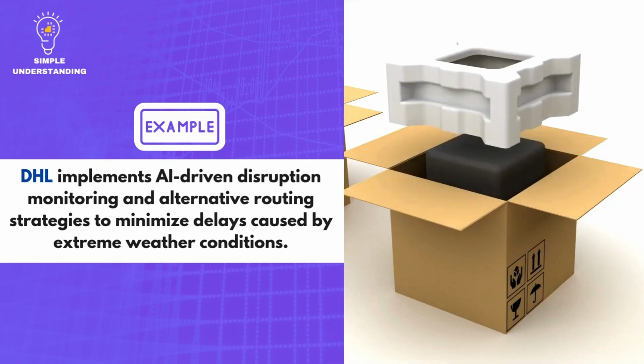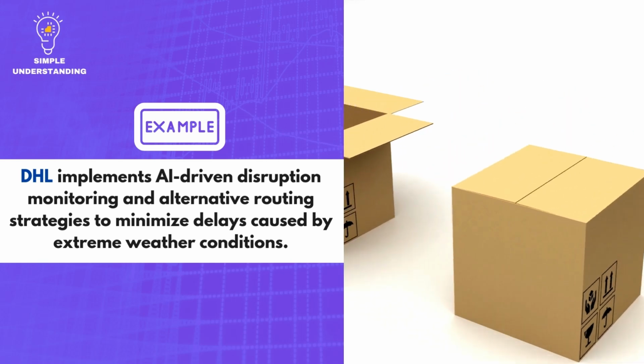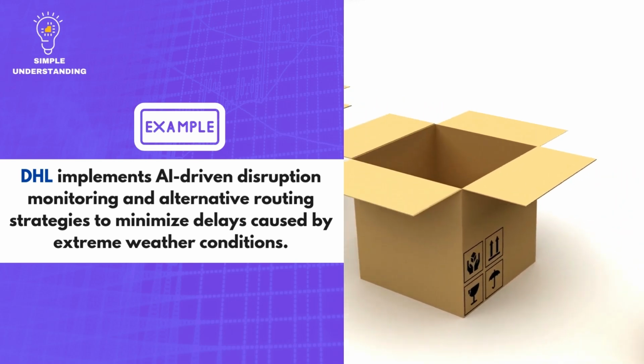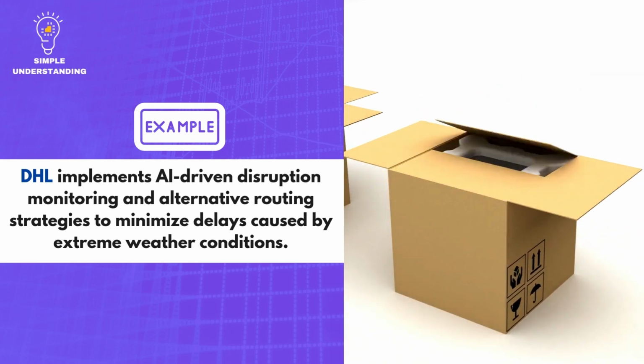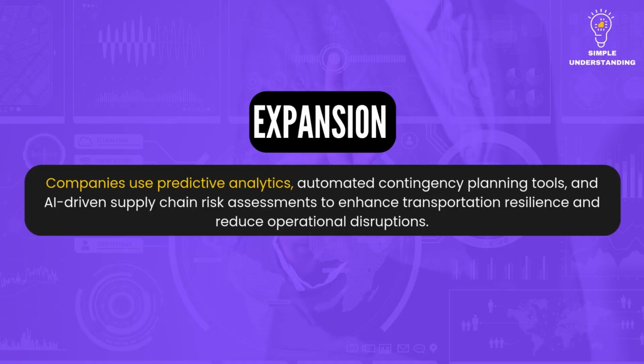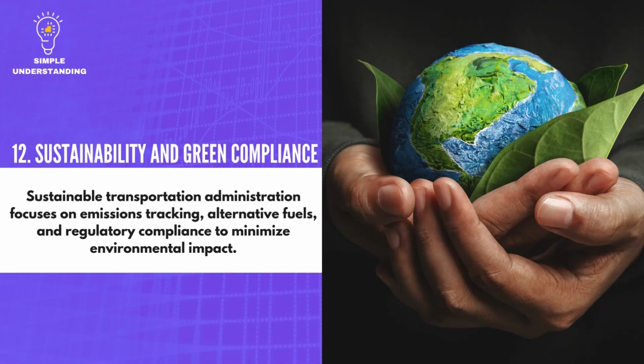operations. Real company example. DHL implements AI-driven disruption monitoring and alternative routing strategies to minimize delays caused by extreme weather conditions. Expansion. Companies use predictive analytics, automated contingency planning tools, and AI-driven supply chain risk assessments to enhance transportation resilience and reduce operational disruptions. 12.